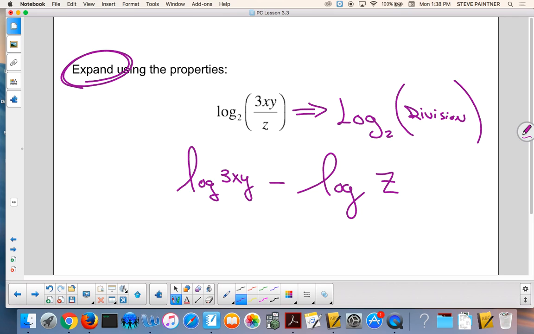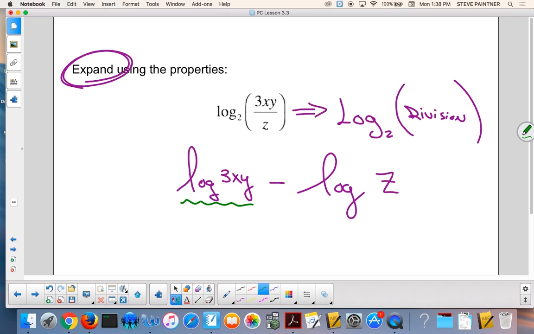You're not done unless you have the log of one number plus or minus log of another number. You have a log of 3 times x times y. You have 3 numbers. You can break this up into more. What would you break this into? Log of 3 plus... Yeah, I was just hoping you'd say addition.